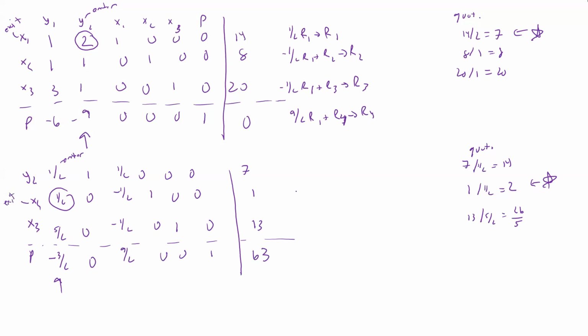And what are we going to do? Well, I'm going to take 2 times row 2. That's going to be my new row 2. If I take minus row 2 plus row 1, that can be my new row 1. If I take a minus 5 times row 2 plus row 3, that could be my new row 3. And if I take 3 times row 2 plus row 4, that could be my new row 4. All right. So that's going to be where I go.